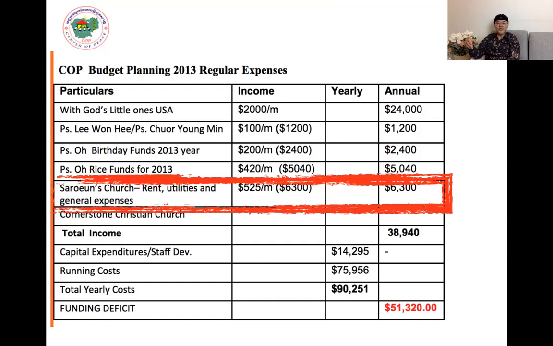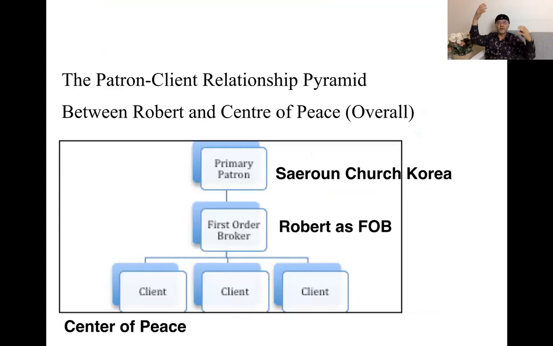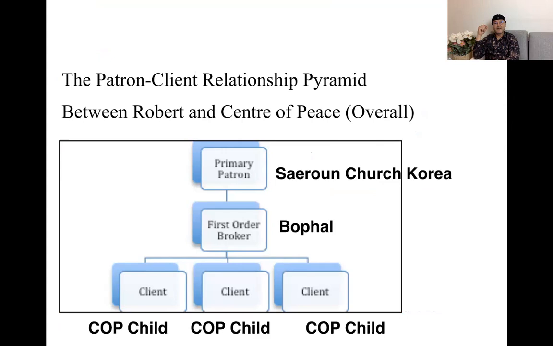So, the patron-client relations dynamic between me and Seron Church of Korea: Seron Church was my patron because I got money from them. Then I became a first-order broker and turned around and gave Central Peace the funding. But then later they said, Seron means new in Korean language. So Seron Church said, hey, we don't want to give it to you. Can we just give it directly to Bopha? I said, that's fine with me.